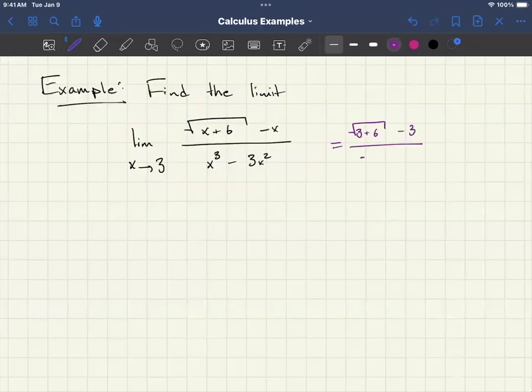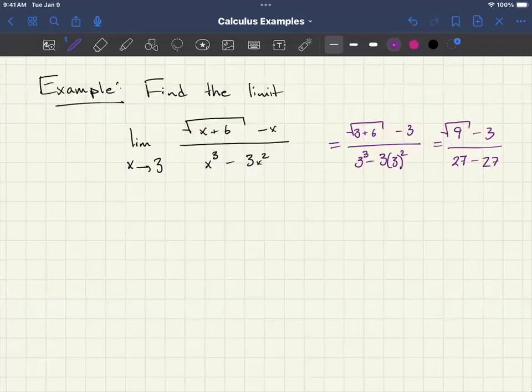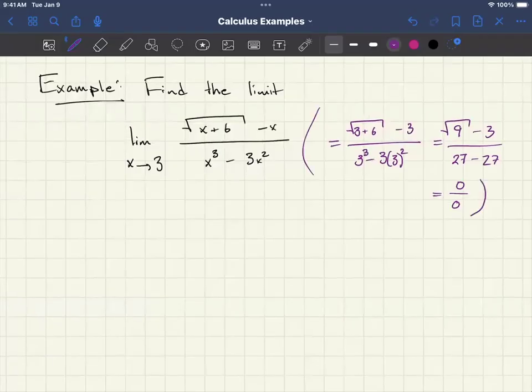work out nicely. So if we plug in 3, we can see on our top we get square root of 9 minus 3. And in the denominator we have 3 cubed, which is 27, minus 3 times 3 squared, which is also 27. And since the square root of 9 is 3 itself, we end up with 0 over 0. So I'm going to put this in parentheses on the side.